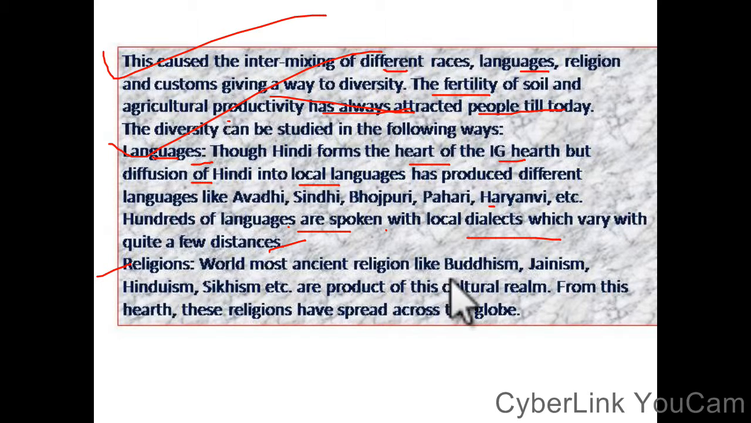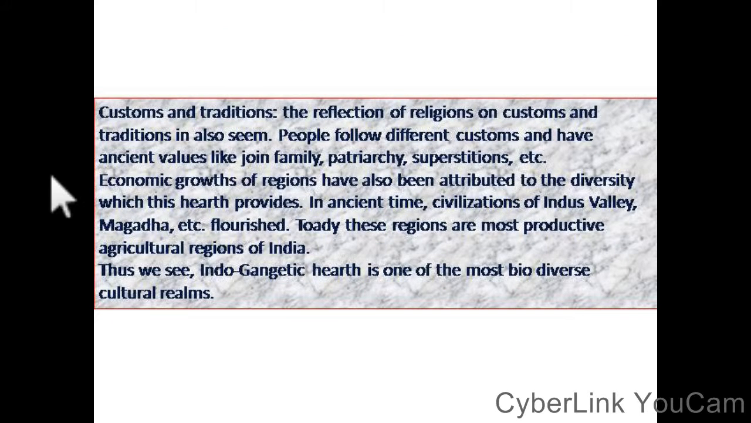The world's most ancient religions like Buddhism, Jainism, Hinduism, Sikhism, etc. are products of this cultural realm. From this heartland, these religions have spread across the globe. Customs and tradition: the reflection of the religions is also seen in customs and traditions. People follow different customs that reflect ancient values like joint family, patriarchy, superstitions, etc. Economic growth of regions.